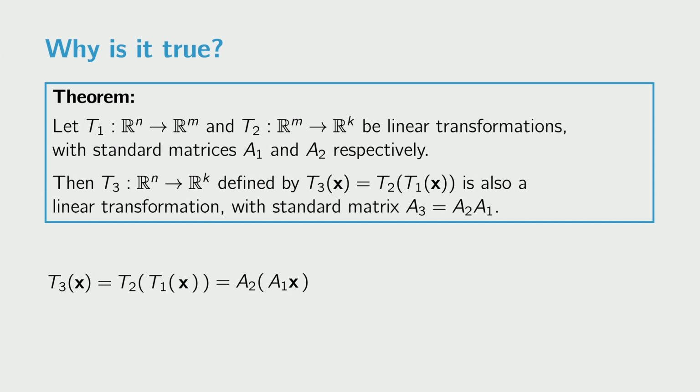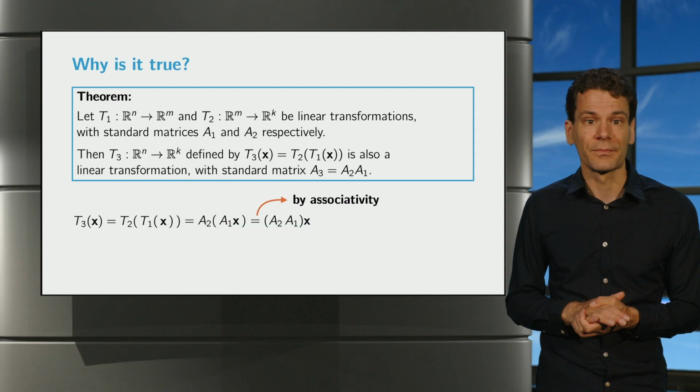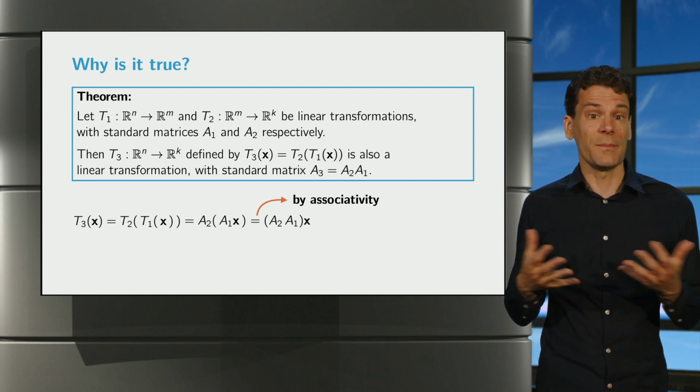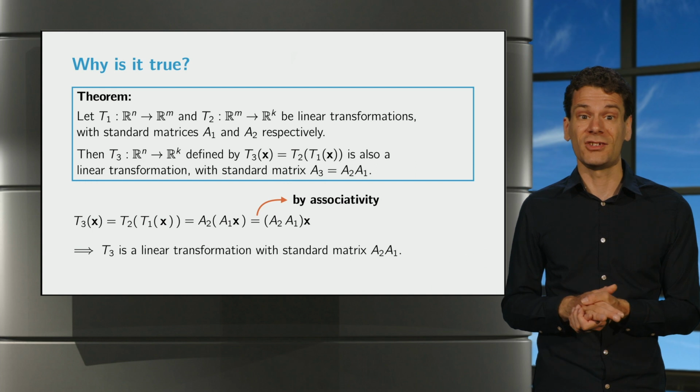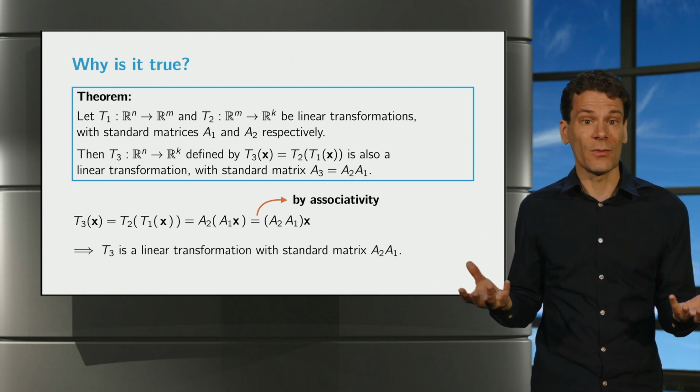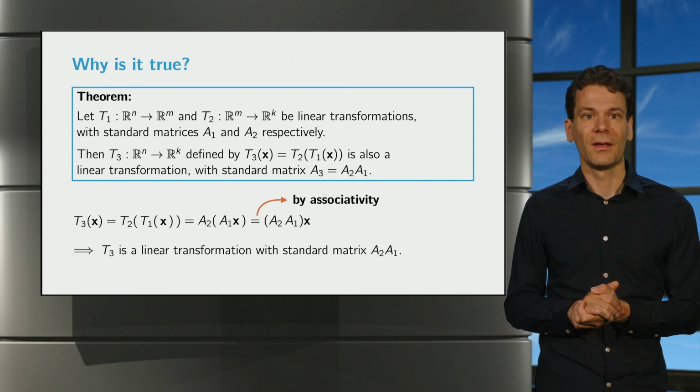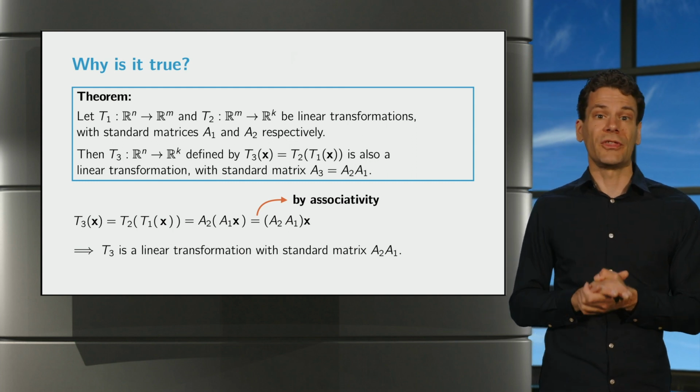Now comes the central point. Matrix multiplication is associative, which means that it does not matter how you put the brackets. Indeed, by associativity, we could also first calculate A2 times A1 and then multiply the result with vector x. This may seem trivial, but actually it's not. It takes some effort to show that matrix multiplication is associative. You can find the proof in the first week of the course. We find that T3 is a matrix transformation, hence a linear transformation, and the standard matrix is A2 times A1. This concludes the proof. I'd like to end with an example to illustrate the theorem.